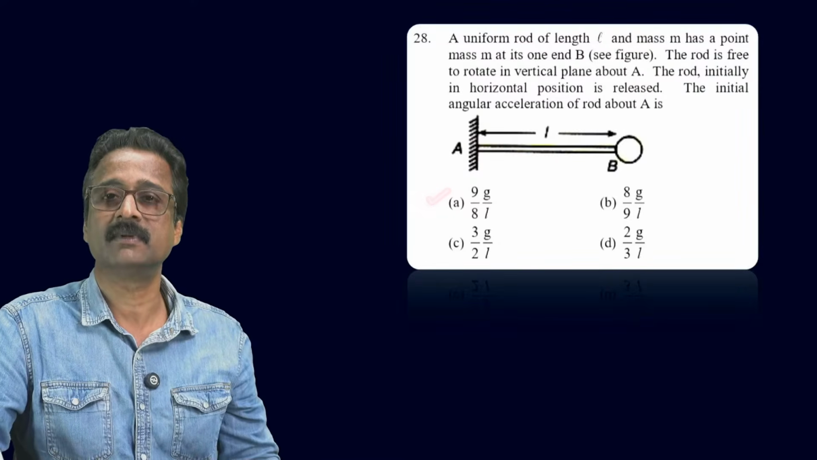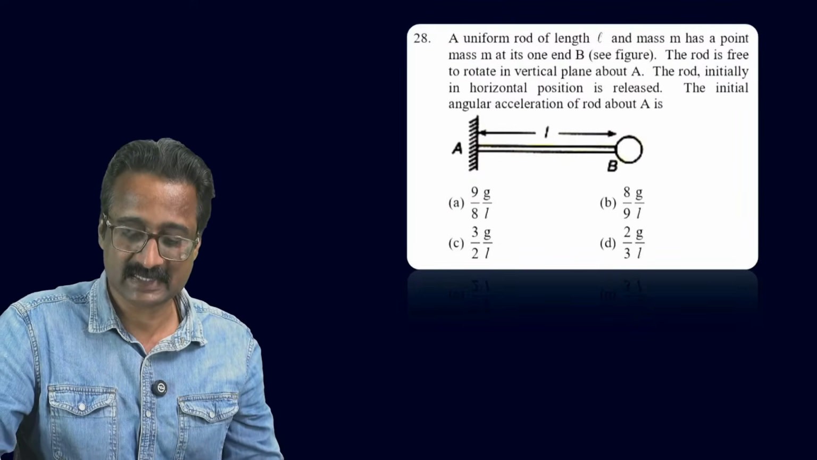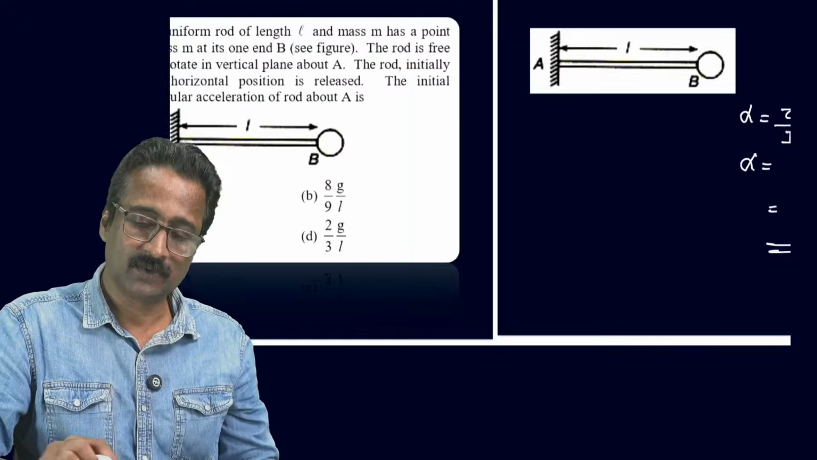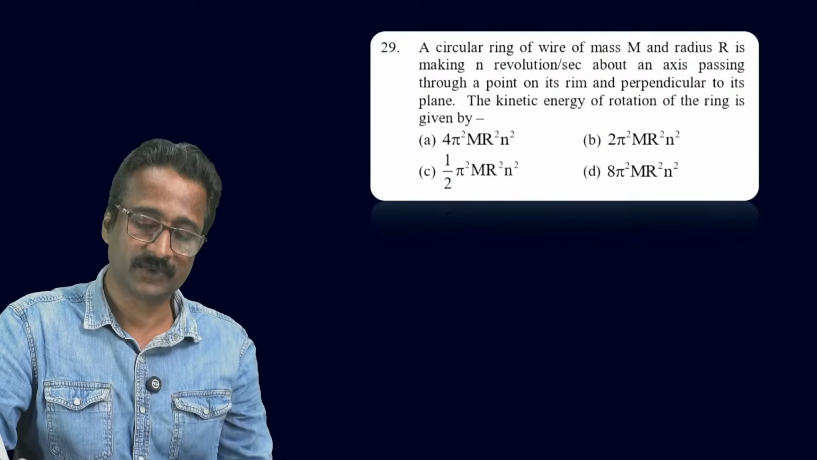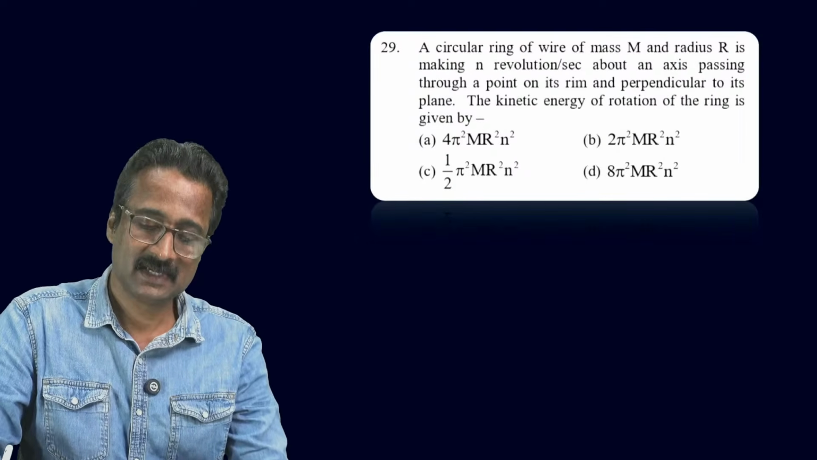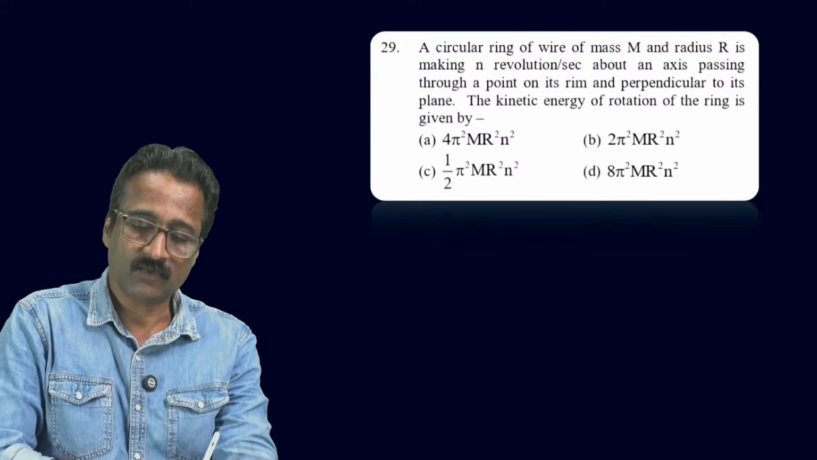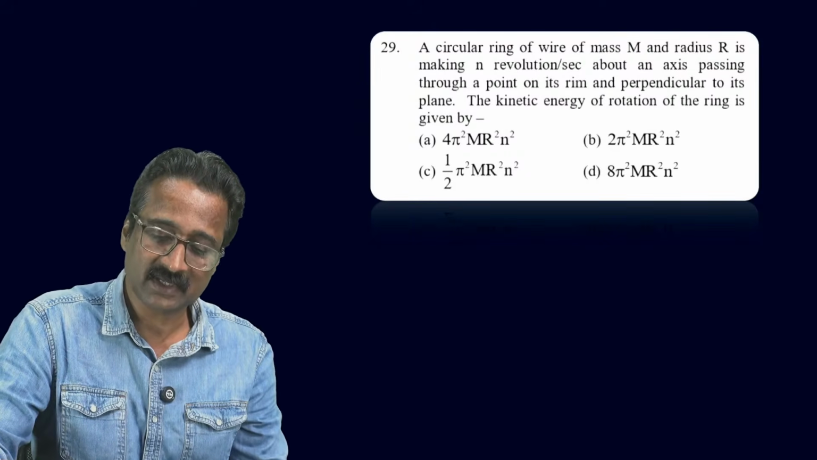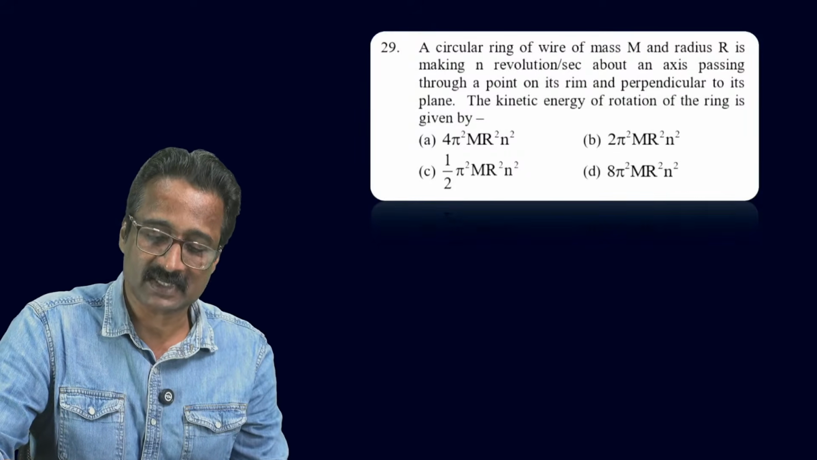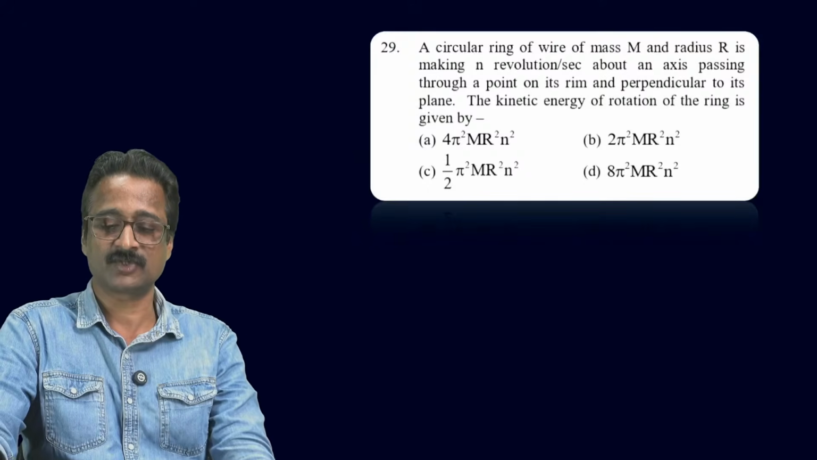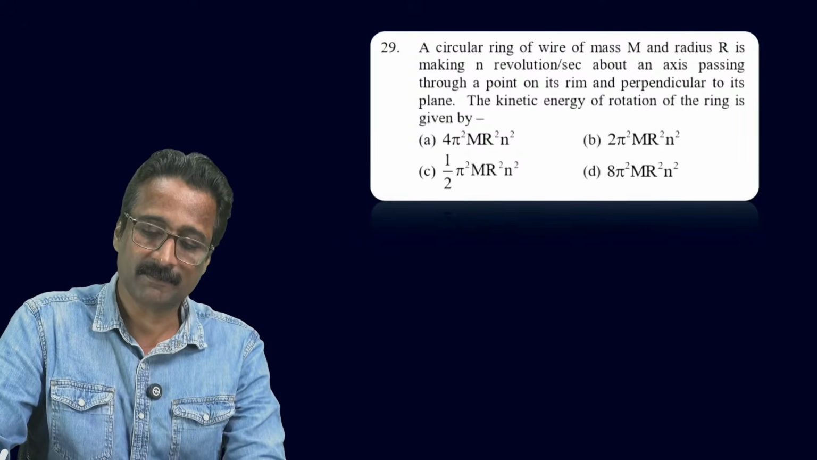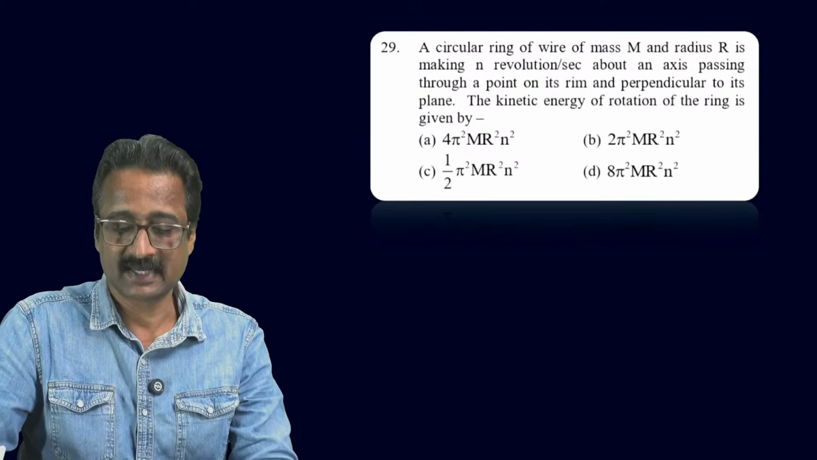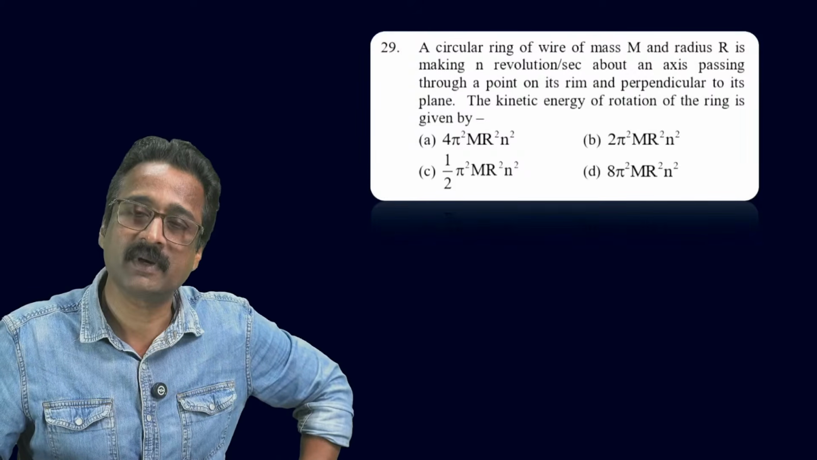That was question number 28. Let me go to the next question. I have two more questions for you. Question number 29. A circular ring of wire of mass m and radius r is making n revolutions per second about an axis passing through a point on the rim and perpendicular to the plane. The kinetic energy of rotation of the ring is given by what?